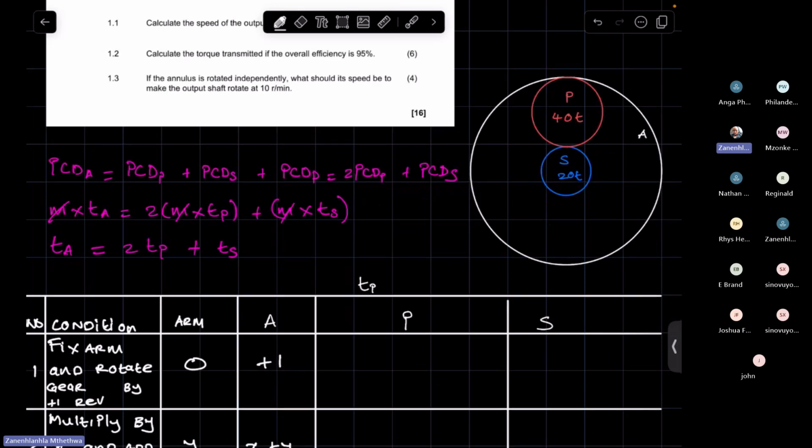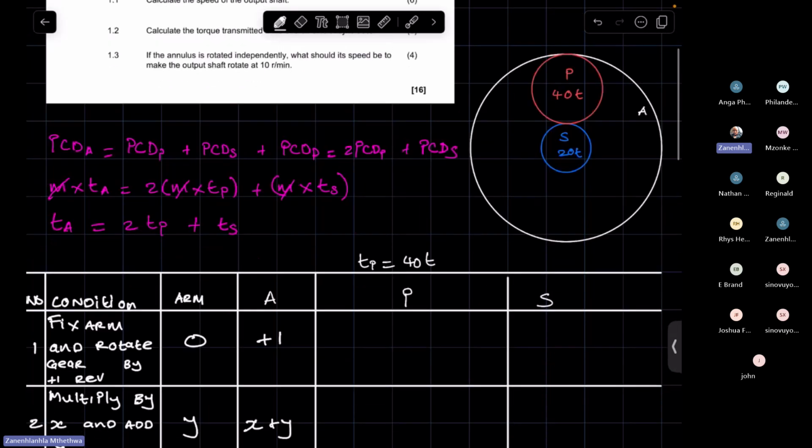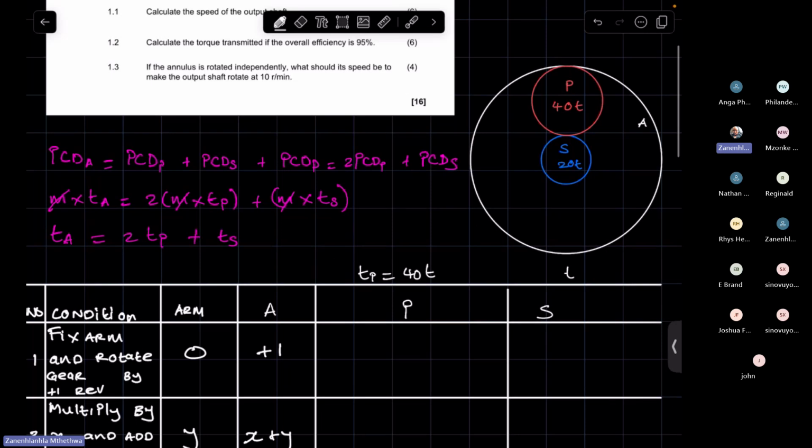So for the number of teeth, we denote it with a small letter t. Always use small letter t. This is to differentiate between number of teeth and torque. Torque we denote with a capital letter T, and number of teeth with a small letter t. So tP, the number of teeth of the planetary gear, is 40 teeth. For the sun, tS is equal to 20 teeth.